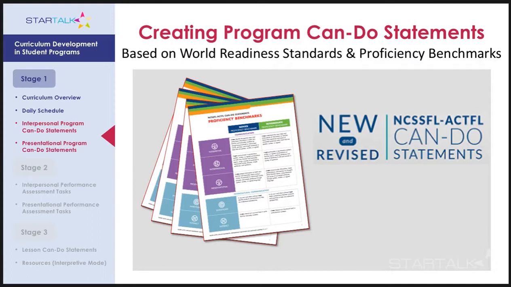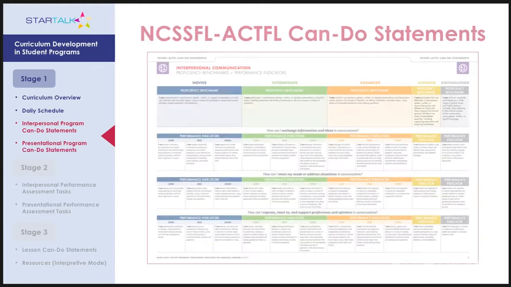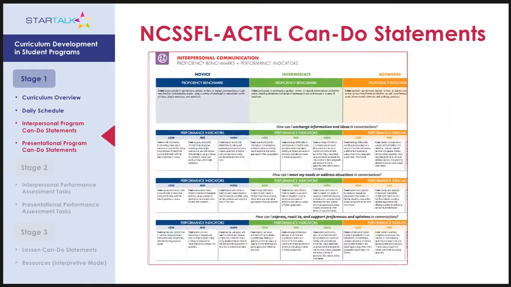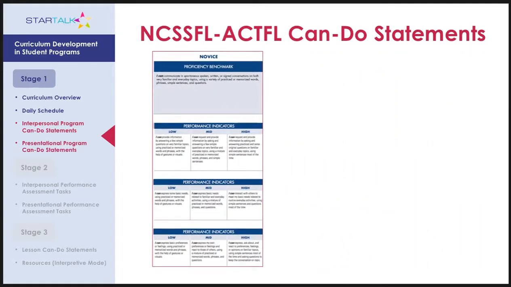They begin to create the program can-do statements, and they do that by using the recently revised NCSSFL-ACTFL Can-Do statements. Using this document, which is now scaled from novice through distinguished, they will be asked to pick the proficiency range of the program and the performance indicators. Let's look more carefully at how those are identified in the newly revised document.